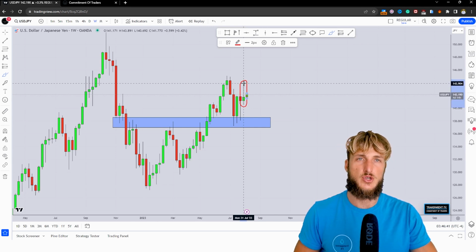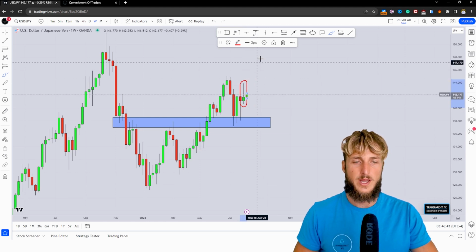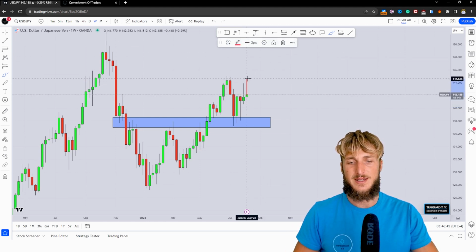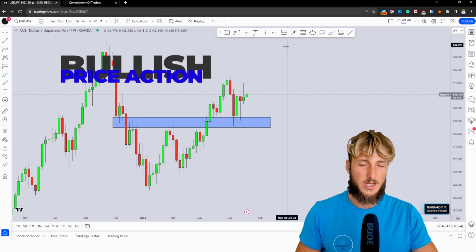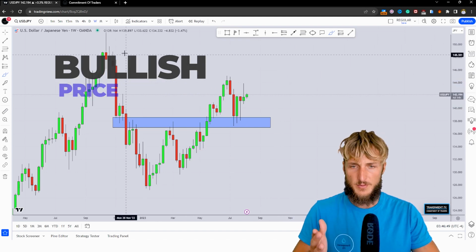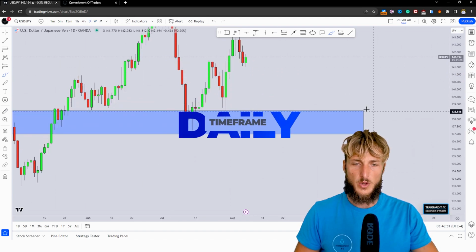Usually when you have a situation like this, rejecting support with a candle of this shape, you would see the next candle filling in the wick. That is a quite common pattern. Going down on the daily time frame, what do we see?